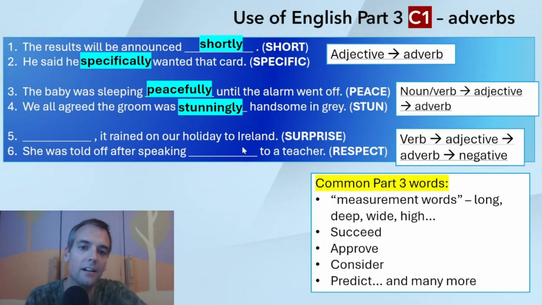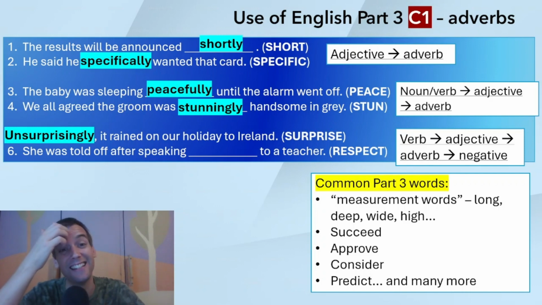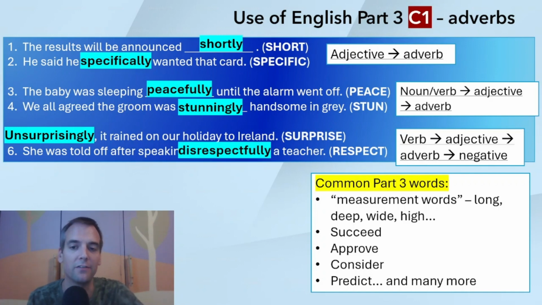And finally, Ireland is the Emerald Isle. It's always green because it rains a lot. So it's not a surprise when it rains a lot. So unsurprisingly, it rained in Ireland. And number 6, she was told off. Well, if you get told off, you're doing something bad. You are speaking disrespectfully.